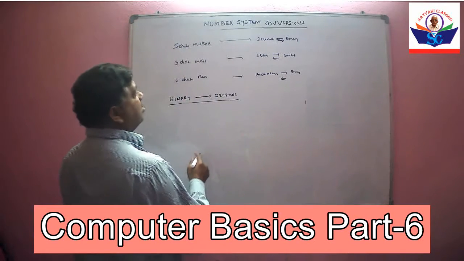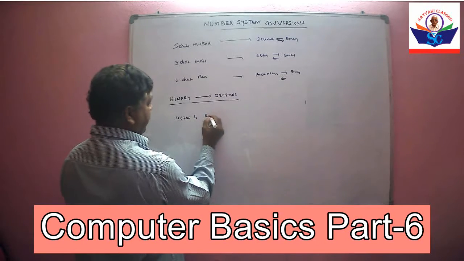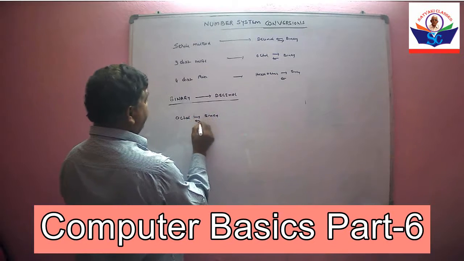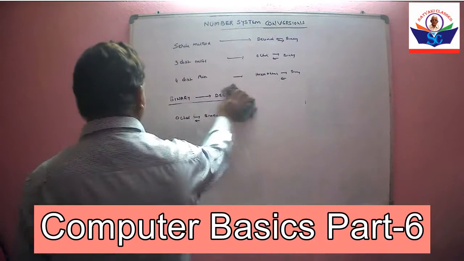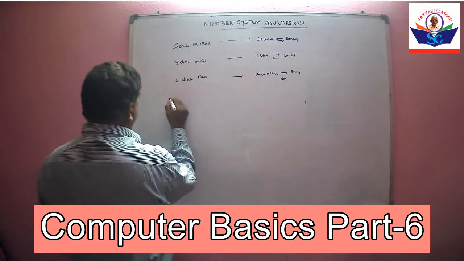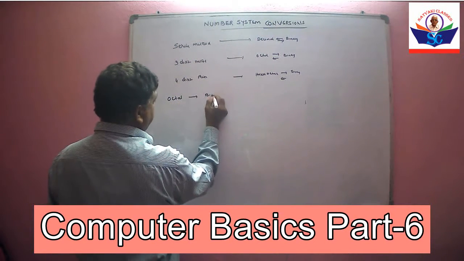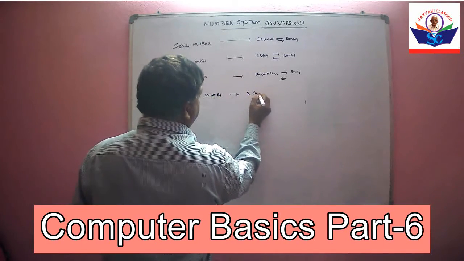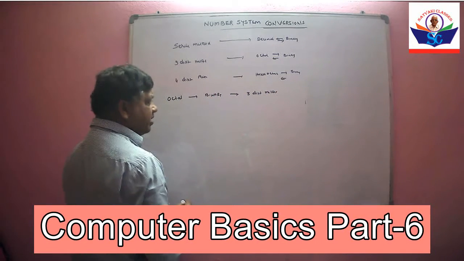Now we will take octal to binary, and binary to octal. First we take octal to binary. We'll follow the 3-digit method. What is the 3-digit method?